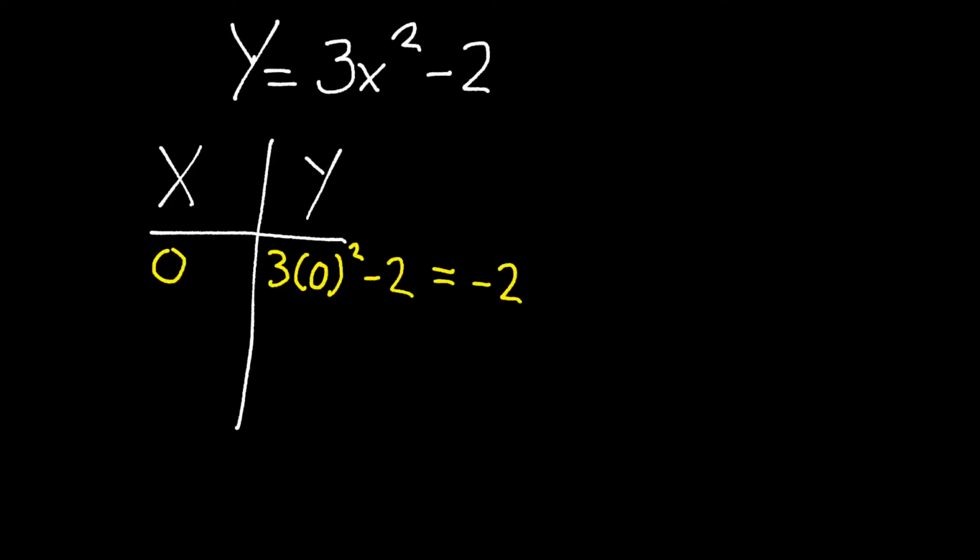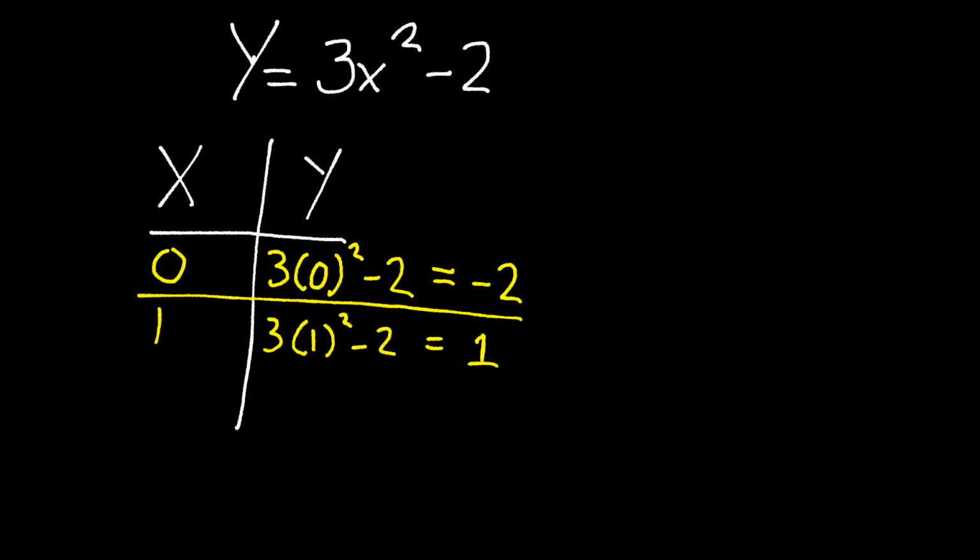Now if I try an input of 1, I get 3 times 1 squared minus 2. And I follow it all again. 1 squared is 1. 1 times 3 is 3. 3 minus 2 gives me 1. Positive 1 that time. All right, so I've got a second set of points.